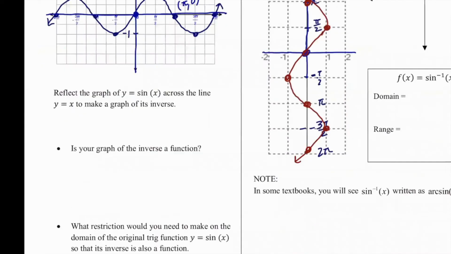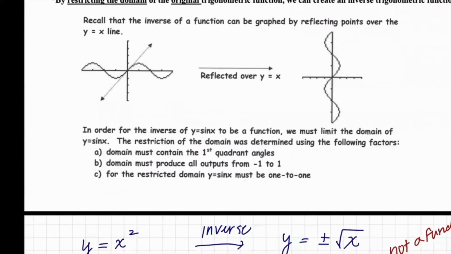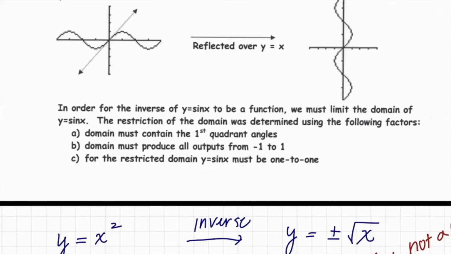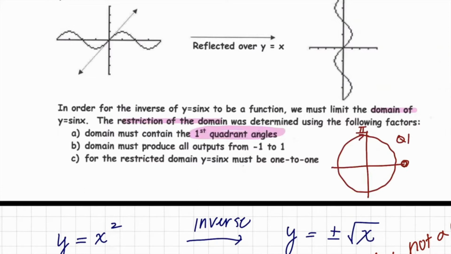Well, here are some tips to help you. When you're doing domain restriction, there's a couple things that you need to have. Maybe two or three things. Very simple. First, you must have first quadrant angles in the domain restriction. When I say first quadrant angles, it's talking about on the unit circle from 0 radians to pi over 2 radians. So on the domain restriction, you must have 0 to pi over 2 angles.